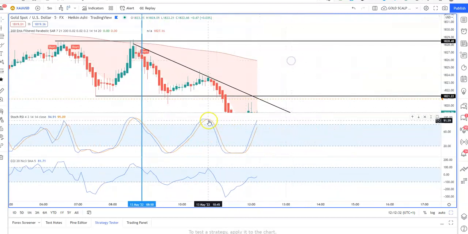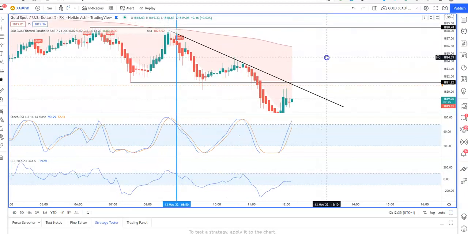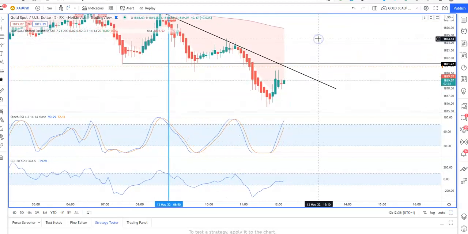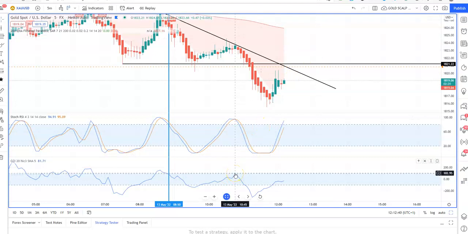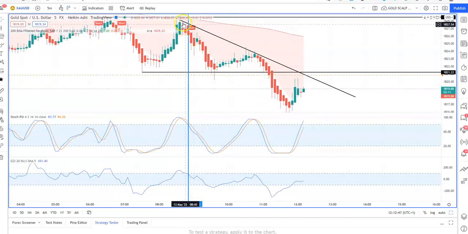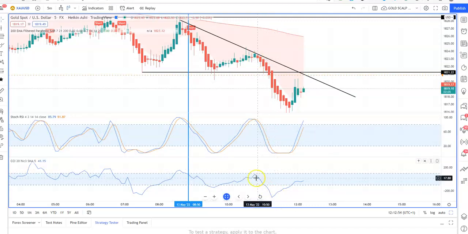Again here, overbought. Not really a legitimate trade because the CCI is not overbought. I'd like to see both overbought. Nonetheless, if you're a little bit more aggressive, you can go on the red candle. And away it goes. The other thing the CCI does very well, it points the direction it's going to go.